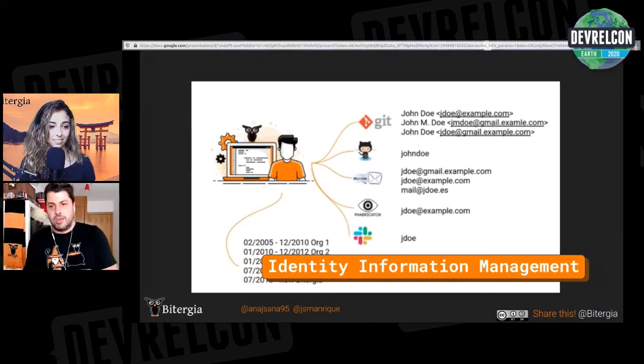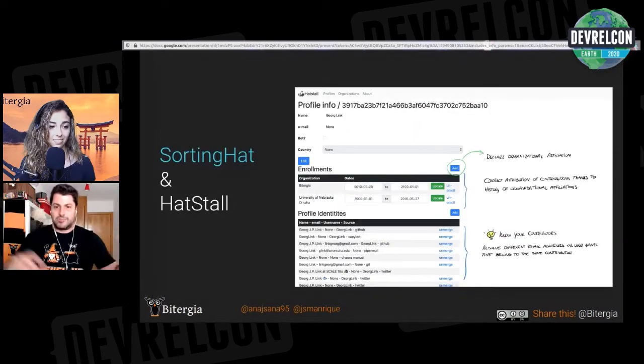And one of the solutions we have provided as part of GrimoireLab is SortingHat. It's an open source tool, and the name comes from Harry Potter, the hat that decides which house you go to. So basically, it allows you to aggregate all this information about people, and then you can merge the different identities into a single profile.